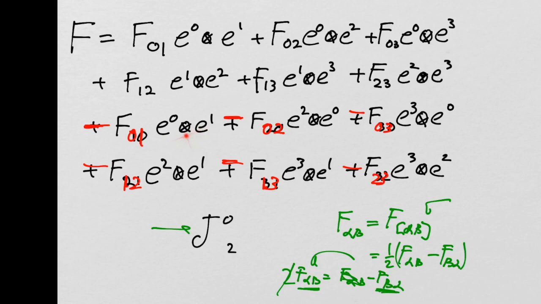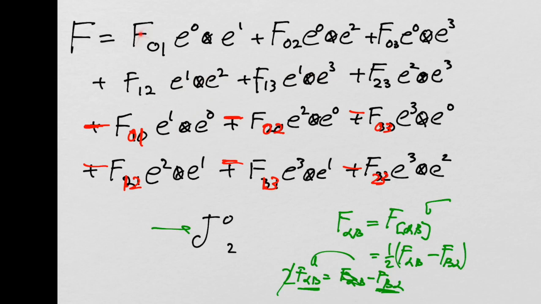Wait, something's wrong here. This needs to be a 1, 0, right? Let me erase this. That needs to be f1, 0. Let me make sure I got all the rest of them correctly, right? That's 0, 2, this is 2, 0, 0, 3, 3, 0, 2, 1, 3, 1, 3, 2, 1, 2, 1, 3. Yeah, for some reason this one was backwards.